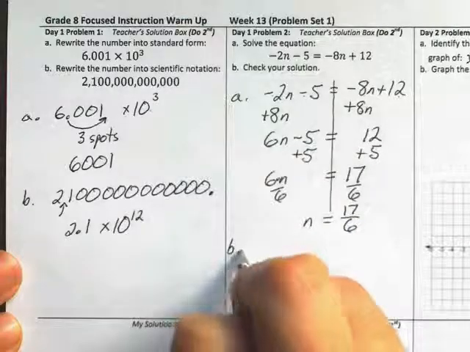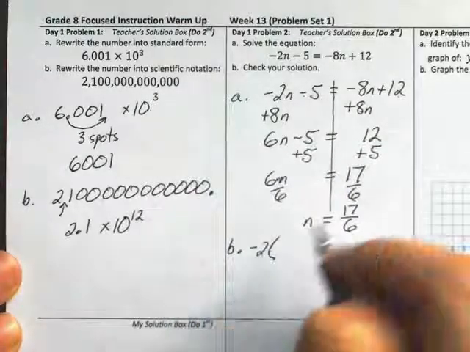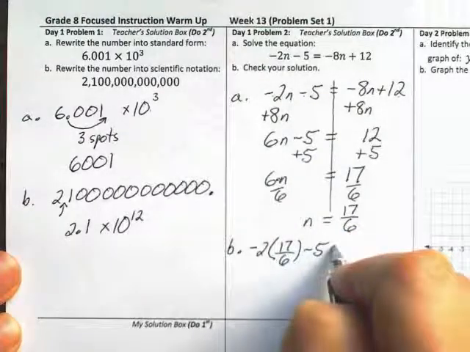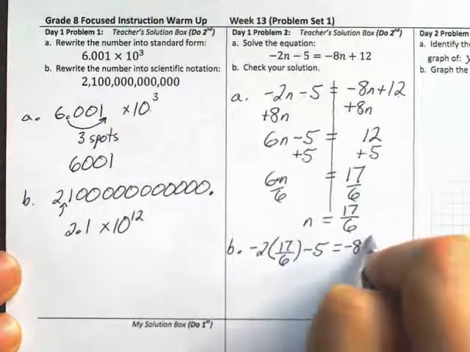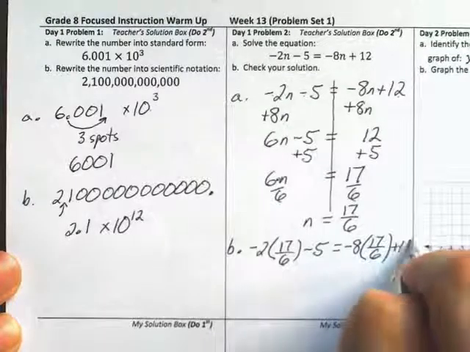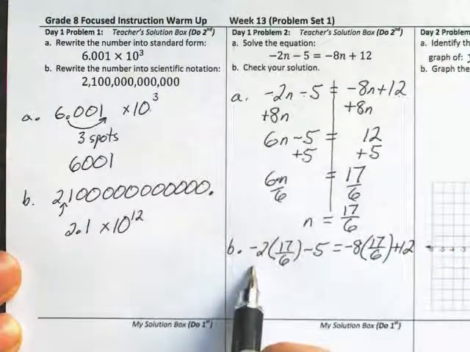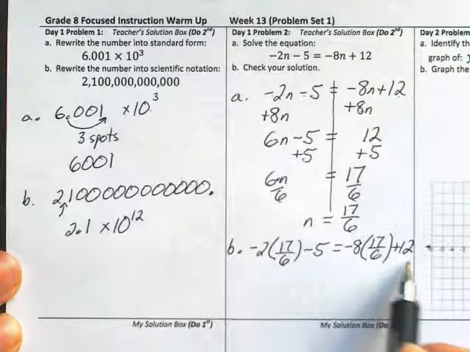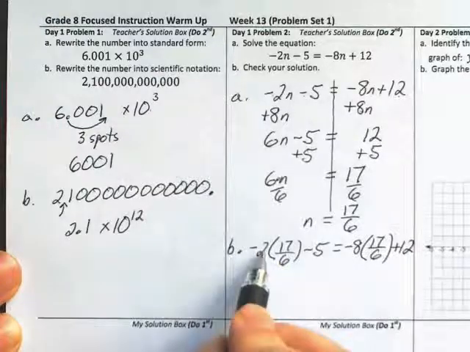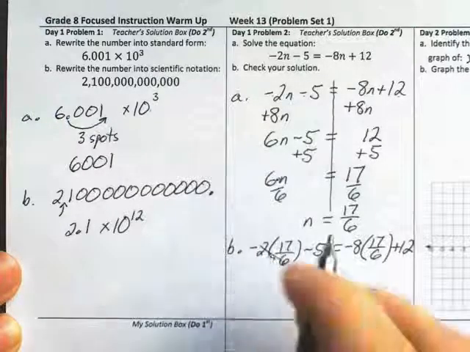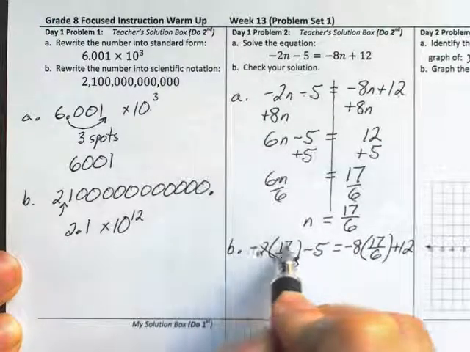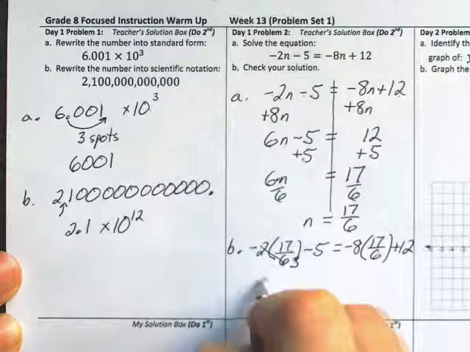Now in part B, we're going to check that answer. So negative 2, parentheses, fill in 17/6. Subtract 5 is equal to negative 8, parentheses, fill in 17/6, and plus 12. Let's work on the left side of the equation and the right side of the equation. Negative 2/6 will reduce, leaving a 3 in the denominator. And then we have negative 17/3.